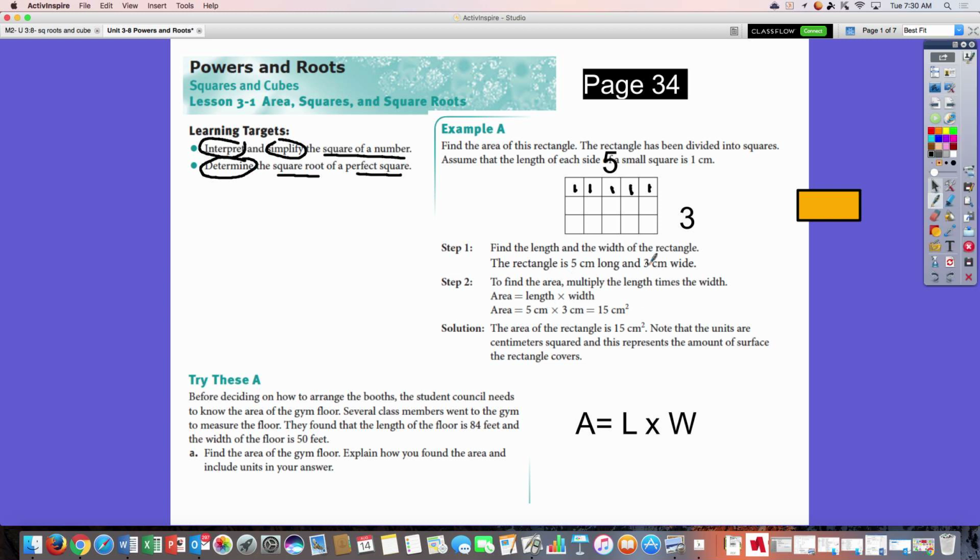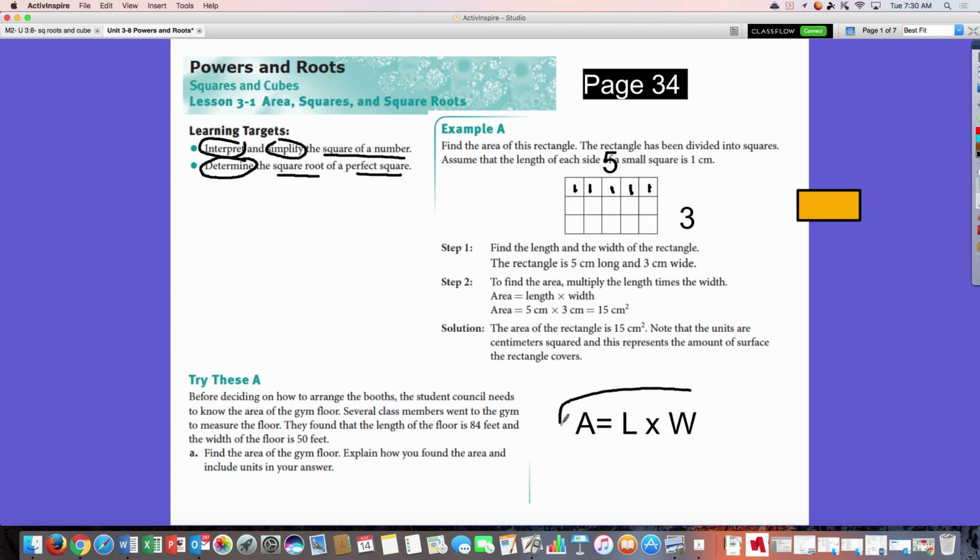So to find the area, and we know the formula for area is length times width. I didn't even have to tell you that. You knew that. Length times width, so you just take 5 times 3, it equals 15 centimeters squared. Don't forget to square the area. This little 2 right here is how you square things. That's how you label problems with squares in them.